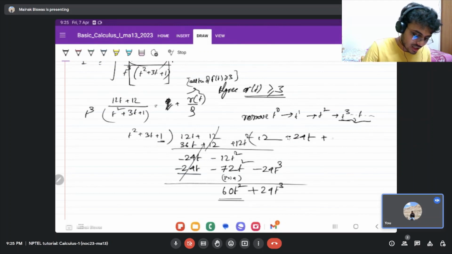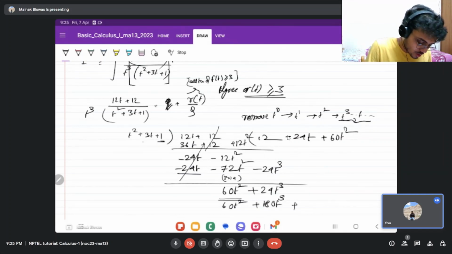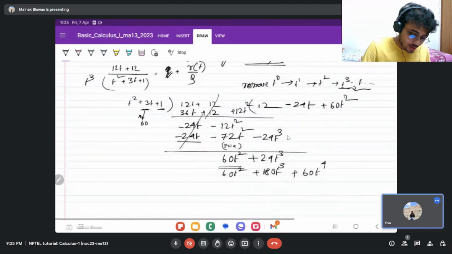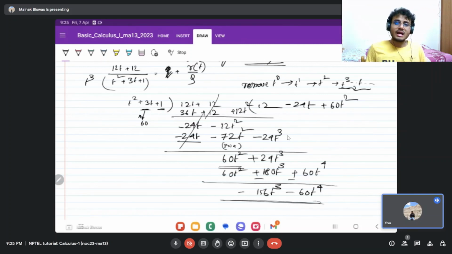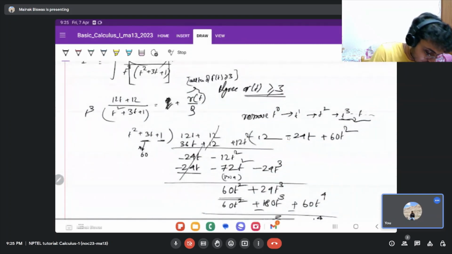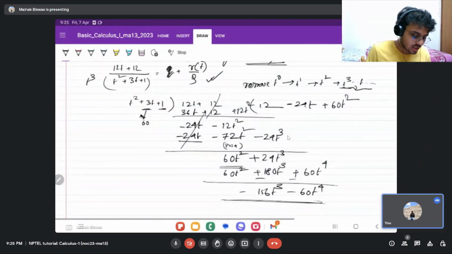Again, you multiply by 60t square. So the first term will become 60t square plus 180t cube plus, so 3 into 60 is 180, plus 60t to the power 4. So this turns out to be, if you subtract, minus 156t to the power 3 minus 60t to the power 4. So this is what we will calculate, and once we have this, we can put it into this equation, right? So you will now see the complete picture.